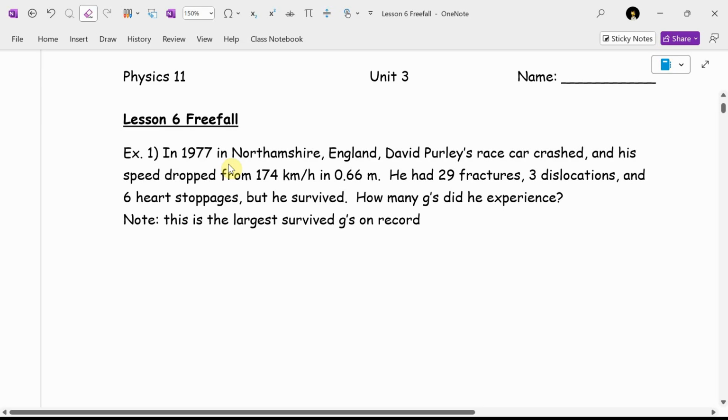We looked at G's a couple of days ago. How big is 1G? 9.8 if you want to make it downwards because it's free fall, negative, but as a magnitude 9.8. I did promise you we would look at the biggest G's survived on record.